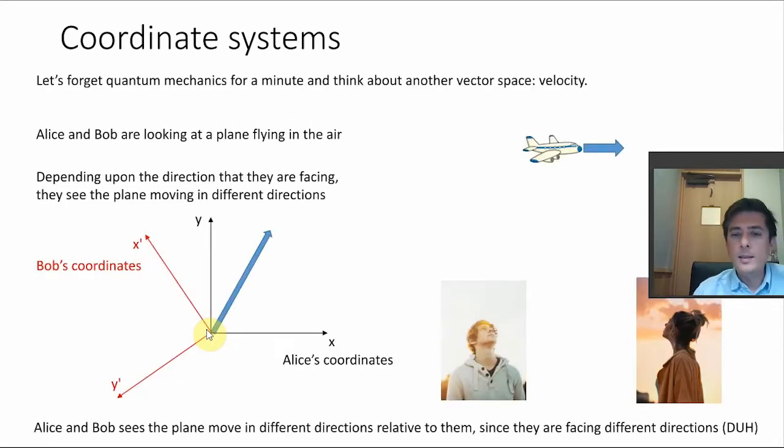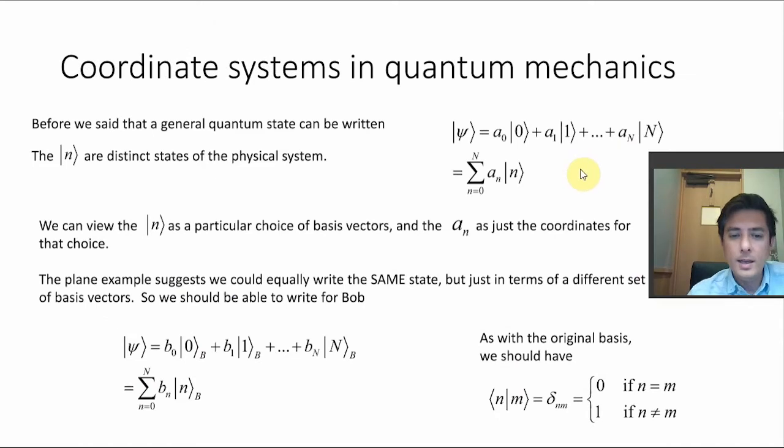Just like Alice and Bob are looking at this plane, it's the same plane moving in some directions. They just got a different take on the direction of movement of the plane. So in the same way, in quantum mechanics, we can have a different take on the same state, exactly the same state, just a different way to represent that state, right?